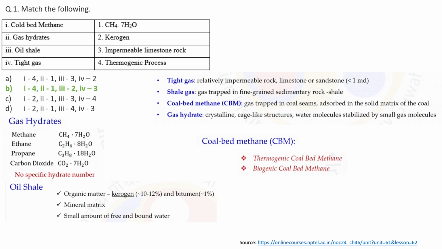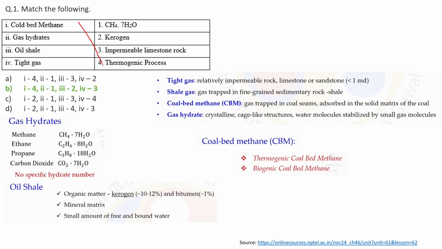First, let's talk about coal bed methane. Coal bed methane can be of two types, thermogenic coal bed methane and biogenic coal bed methane. This thermogenic and biogenic distinction depends on the process involved. Since there is a thermogenic coal bed methane, that can be taken out by using the thermogenic process. So the first one will match to the fourth option.